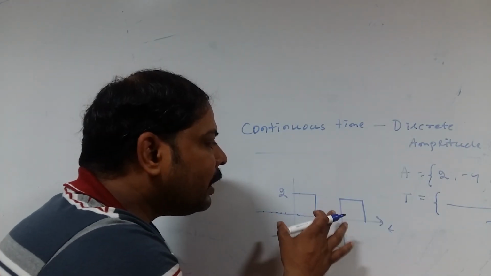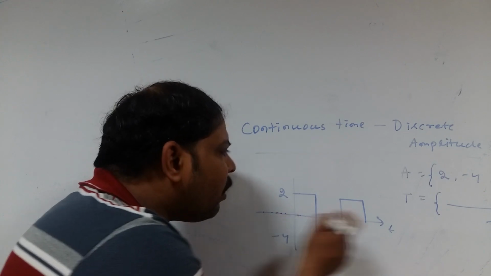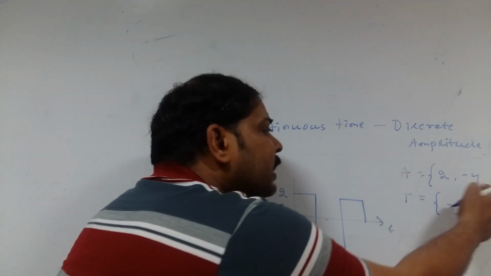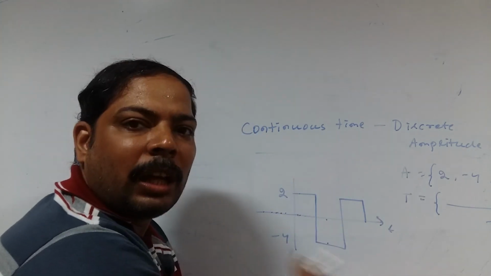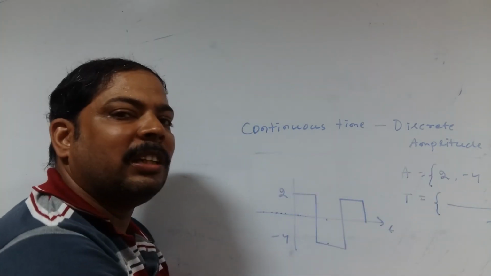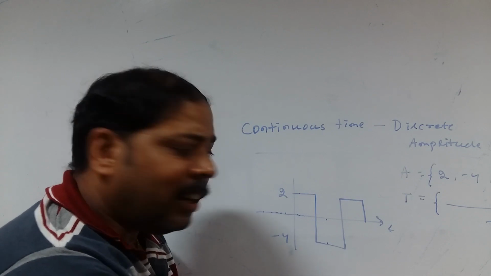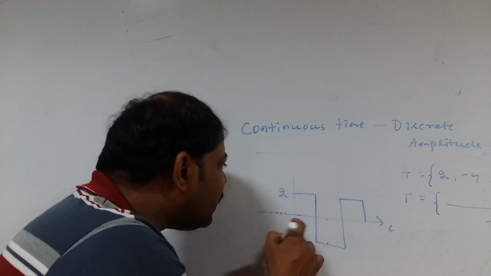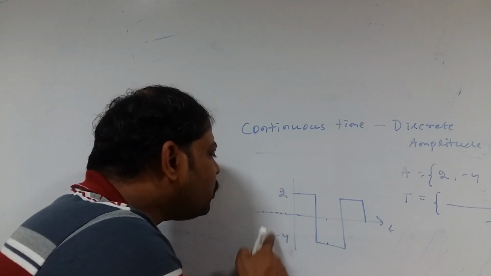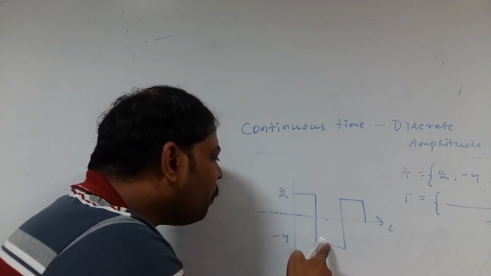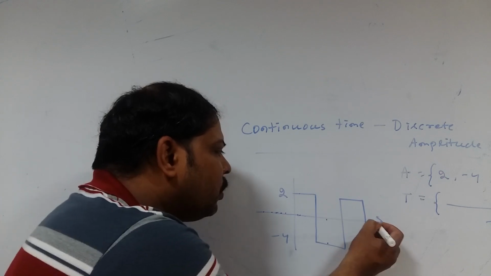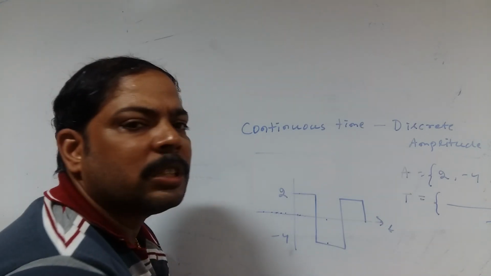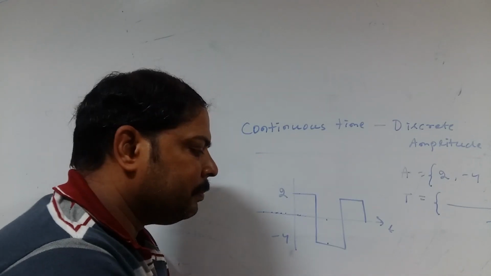Therefore you can say this signal is continuous time, because we are taking all the times for this signal and we are taking only these amplitudes for this signal. So this is a continuous time and discrete amplitude signal. Is it clear? Why? Because the signal contains only 3 amplitude values: 2, minus 4, 0. Here 0 is placed. So this is your continuous time and discrete amplitude signal.